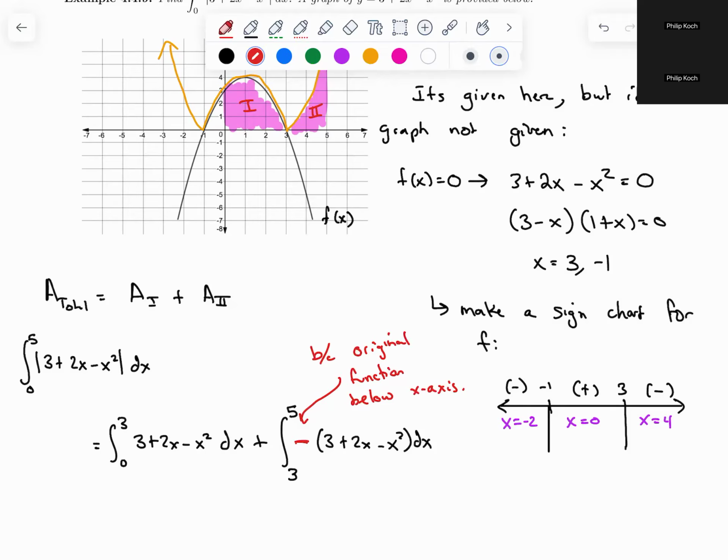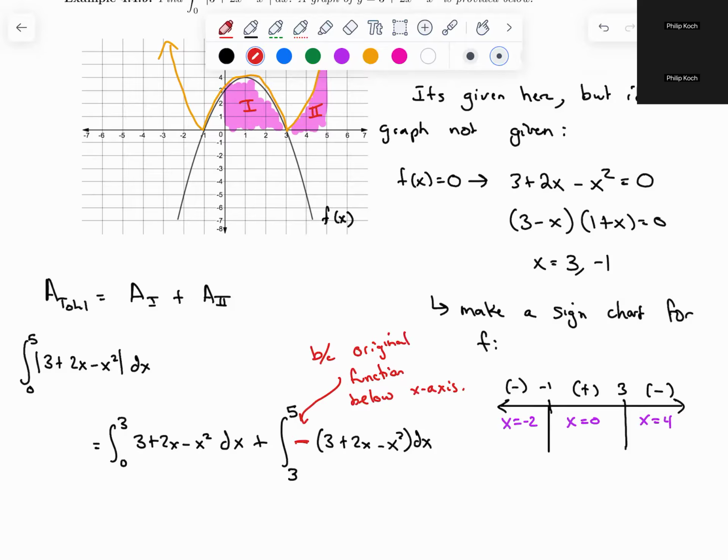Now I'm going to skip doing the next part of it, but what you'd want to do is find the antiderivatives, evaluate them at the endpoints, take the difference, capital F of top minus capital F of bottom, and go from there. Any questions on that?